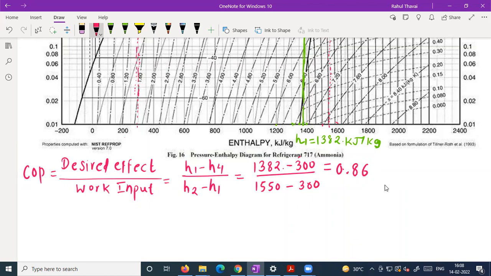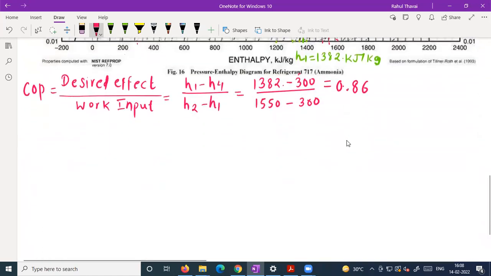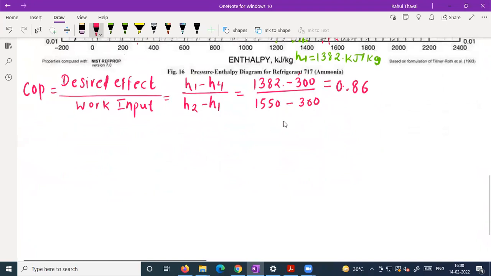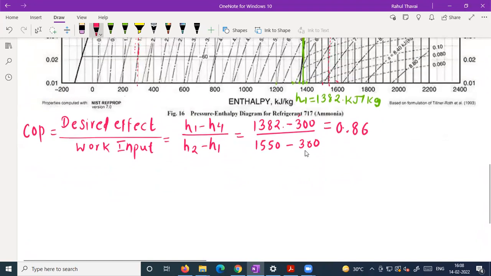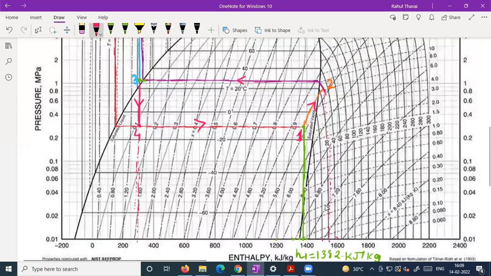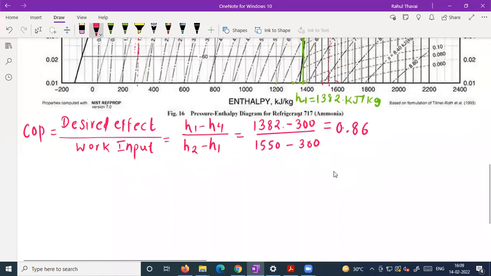Okay, now let us calculate the power required. Power required, it is nothing but what? Work consumed by the compressor, right? And that we already calculated. But the first thing they asked was to calculate COP, and COP we have already calculated. Now for power required, power will be consumed by the compressor.